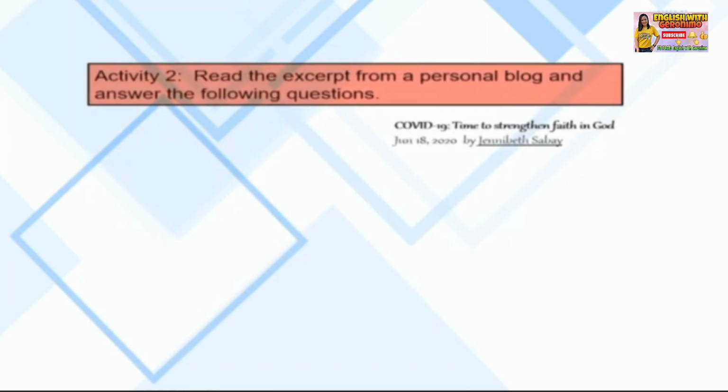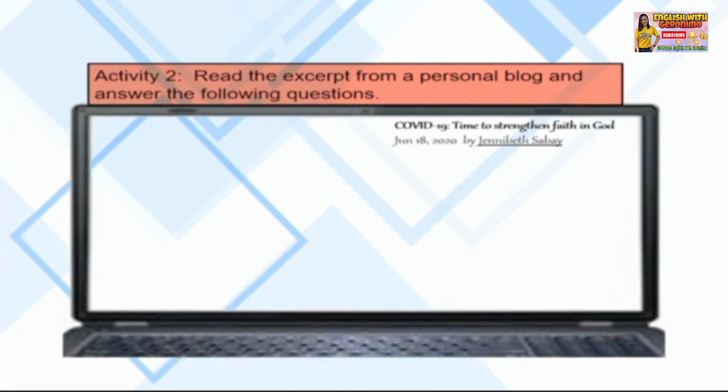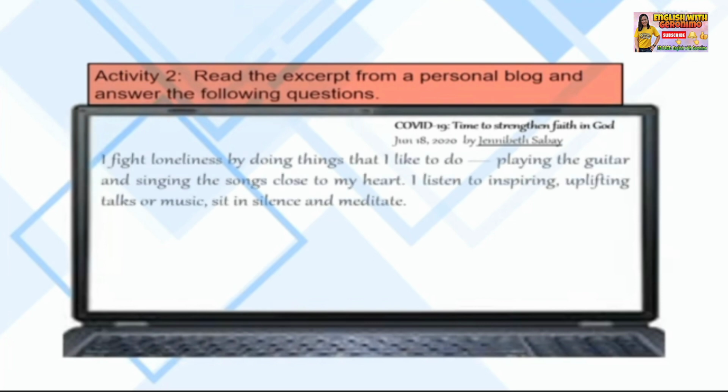Now, let's read an excerpt from a personal blog written by Genevieve Sabay on June 18 this year, published at globalsister.org, with the title, Time to Strengthen Faith in God. Read silently as I read to you the content of her blog.